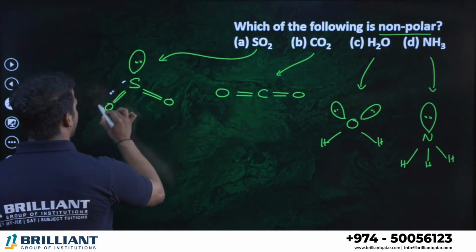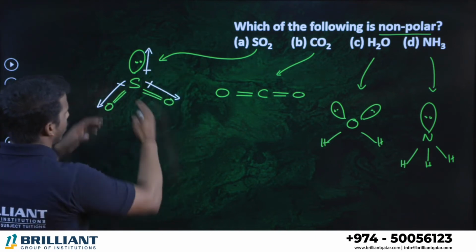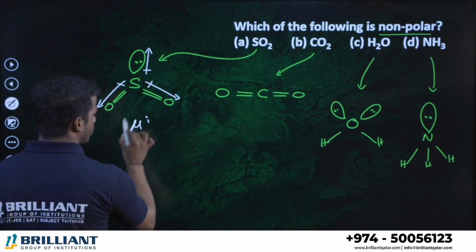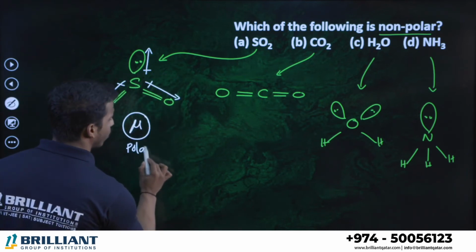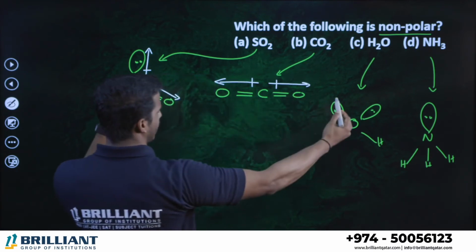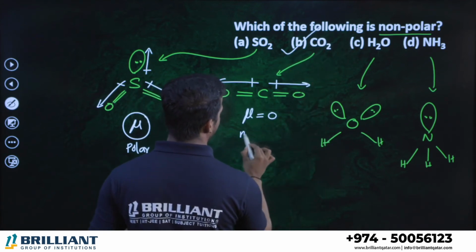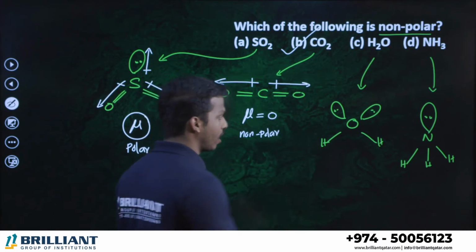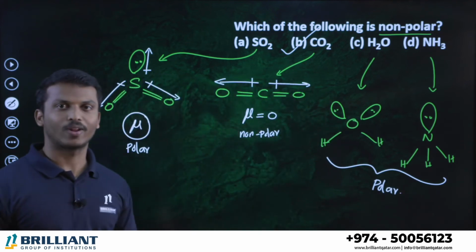In sulfur dioxide, when you consider sulfur and oxygen, oxygen is more electronegative, and the lone pair pulls upward. All of the species are not the same, so the dipole moment will not cancel each other. So it has a dipole moment, so this is polar. What about carbon dioxide? Carbon and oxygen: oxygen is more electronegative, but they are the same species, so the dipole moment will be 0. Yes, carbon dioxide is a non-polar compound. Water and ammonia we already discussed, both are polar because they have a net dipole moment. Clear all of you the question?